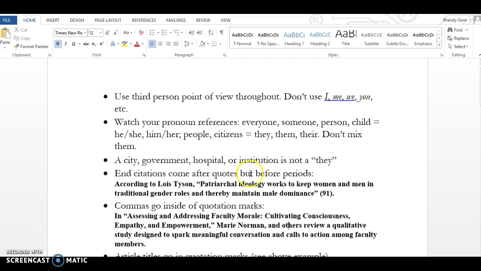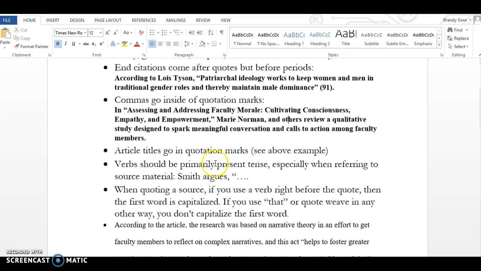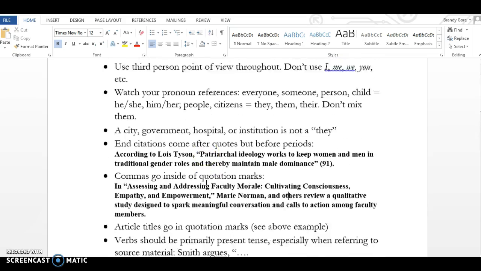Along the same lines, any kind of city, government, hospital, institution, anything like that, that is not a they. Sometimes it'll be okay to call it an it because these are singular entities. However, maybe you want to also revise that to just get rid of the need to do that. By the way, these are in no particular order. I was just making a list as I read.